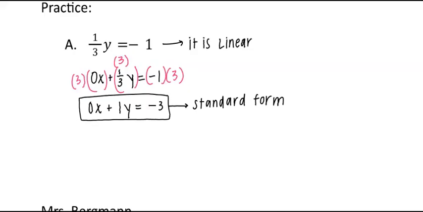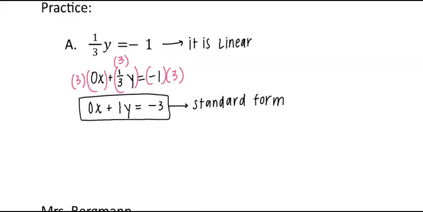Looking at the practice problems for a couple more examples, we'll look at this one first. 1/3 y equals -1. It is linear, even though it doesn't have an x, we could write that as 0x plus 1/3 y equals -1. Let's go through the rules. I know that a has to be a whole number. 0 is a whole number, so we're good. B and C have to be integers. 1/3 is not an integer.